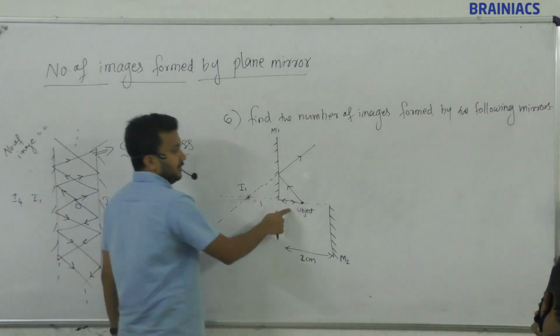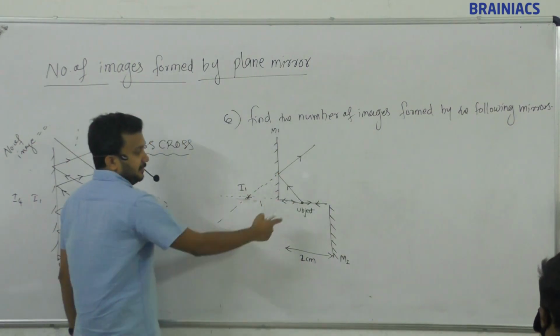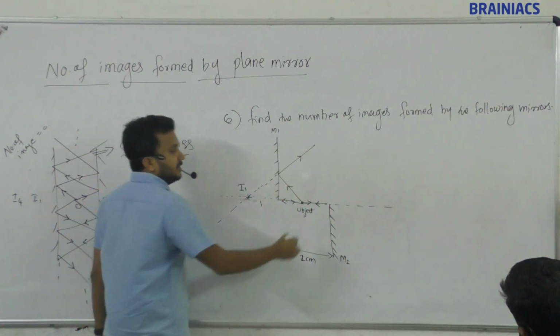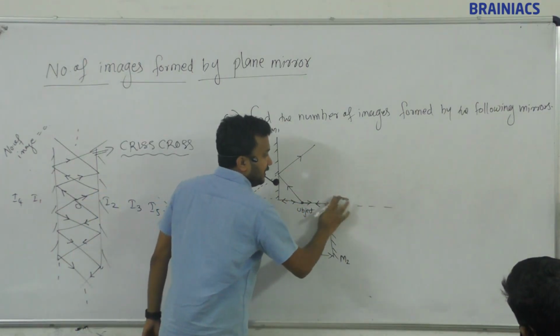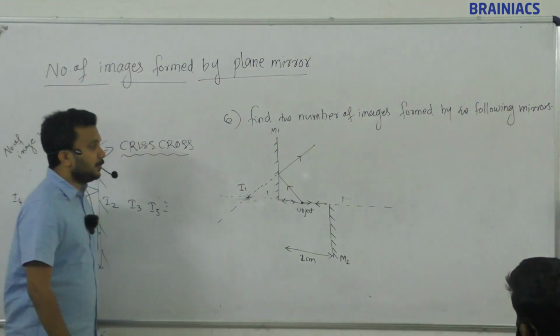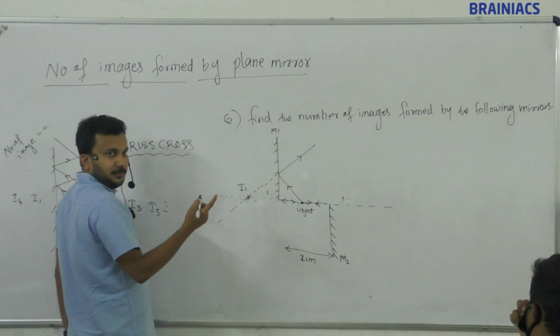Next, the object will be here, and this is at 1 centimeter. So I know the image is somewhere on the line at a distance of 1 centimeter away. Let me put it as 1, it will be here. Next, what will happen? Another ray is also required. I need 2 rays.